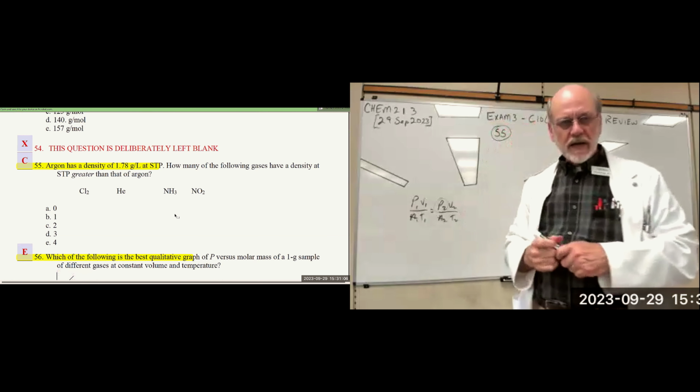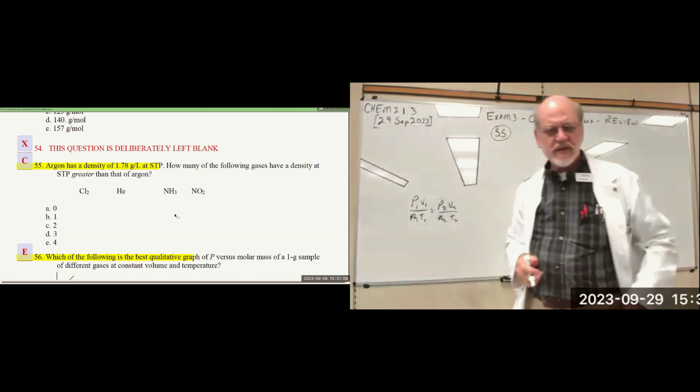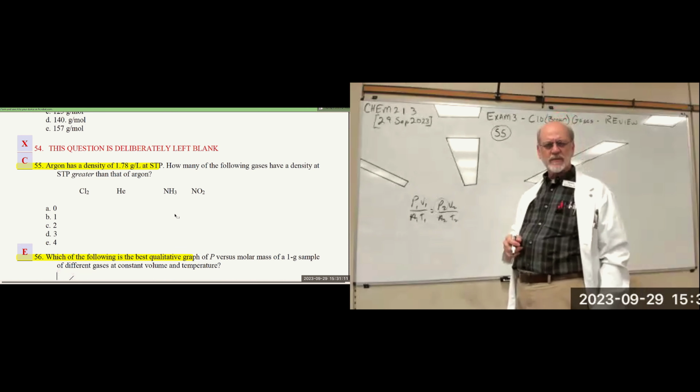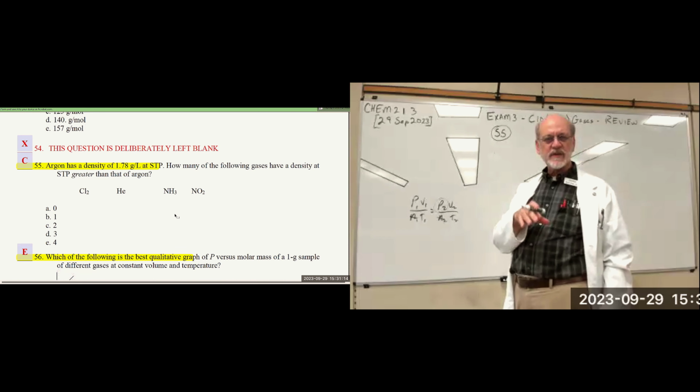All right. Argon has a density of 1.78 grams per liter at standard temperature and pressure. How many of the following gases have a density at STP greater than argon?